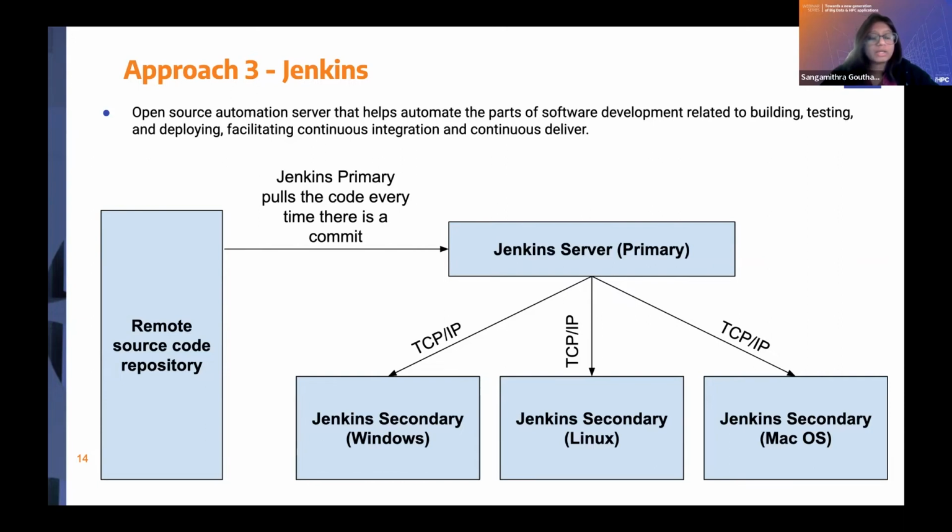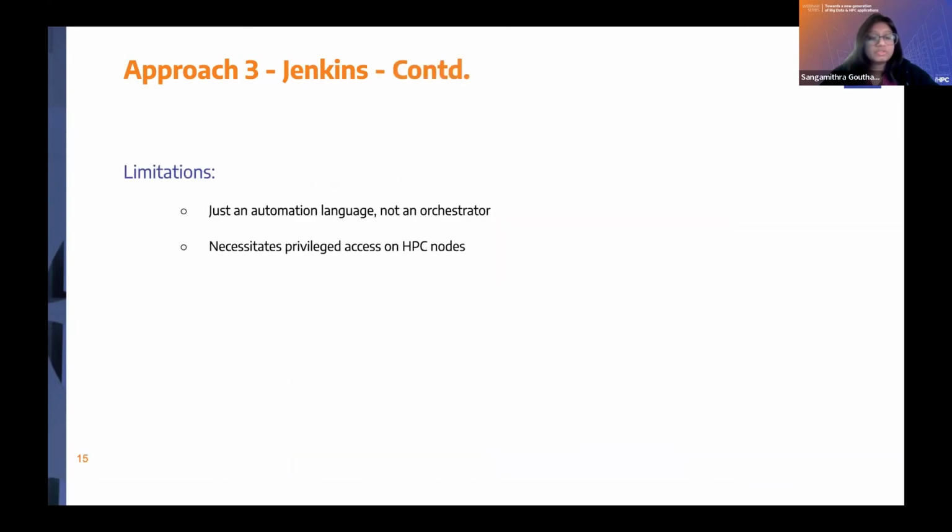Now, moving on to why we could not use it, we faced two primary issues. One was that Jenkins is essentially just an automation language. It's not exactly an orchestrator. So we couldn't use it for our purpose specifically, and we had to find a way to leverage the automation aspect to design our orchestrator, which was not very possible. The second reason was that it necessitates privileged access on HPC nodes, and this was a problem as we've seen before. So due to these two reasons, we could not use Jenkins either.